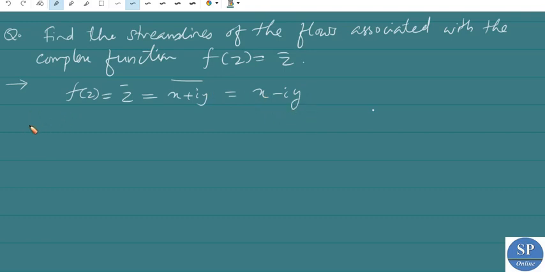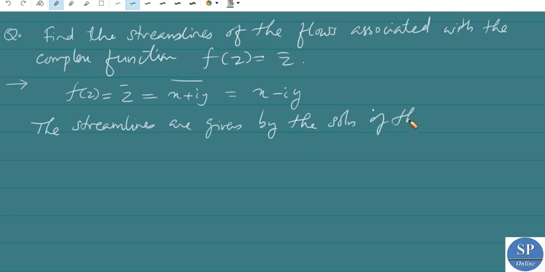So the streamlines are given by the solution of the system of differential equations: dx by dt is equal to the real part, which is x, and dy by dt is equal to the imaginary part, which is nothing but minus y.